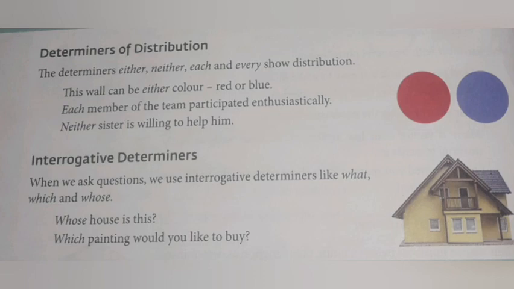Let's look at the next determiner, the interrogative determiner, which is used only to ask a question. Look at the example: whose house is this? Look at the first word. Whose is an interrogative determiner.